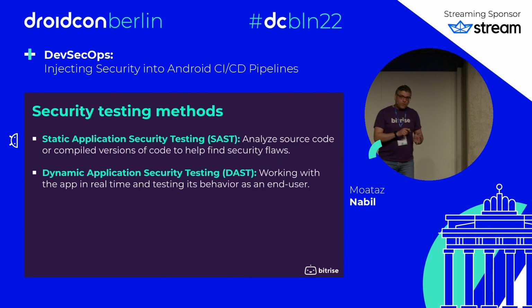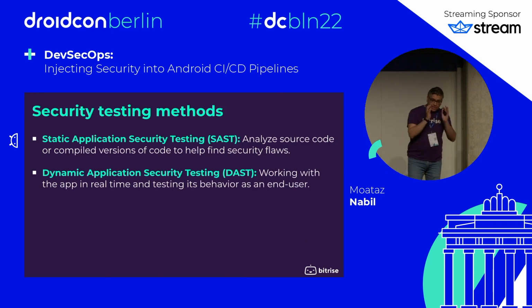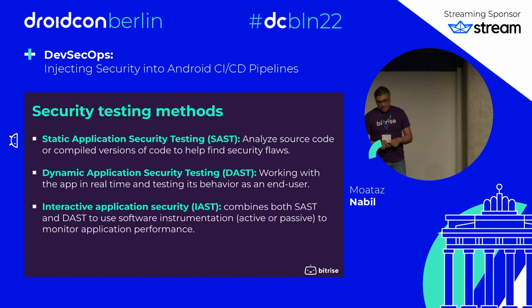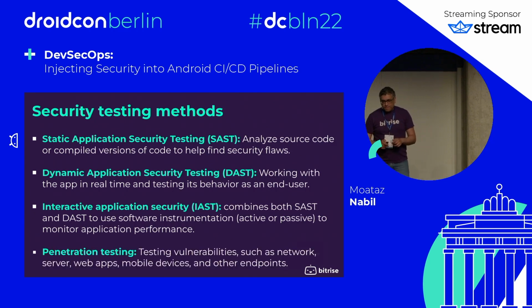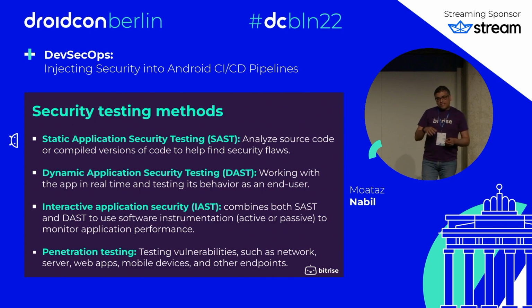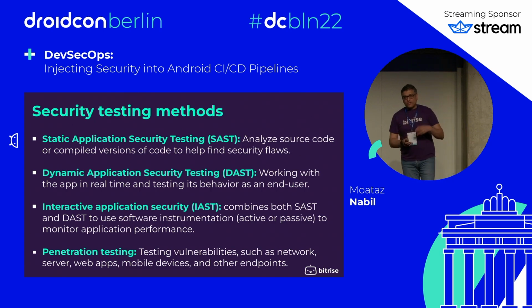We have dynamic testing, which runs the application and starts checking it on a live device, working with the app in real time like the end user, so maybe it can find security problems. You have interactive testing, which combines static and dynamic. And you have penetration testing, or pen testing, which tests vulnerabilities in a network, server, web apps, mobile device, and other endpoints.